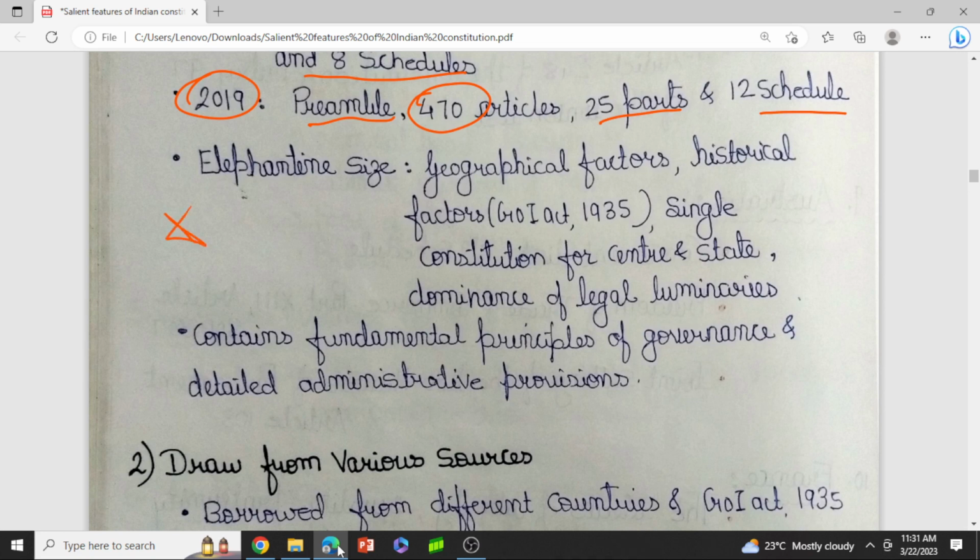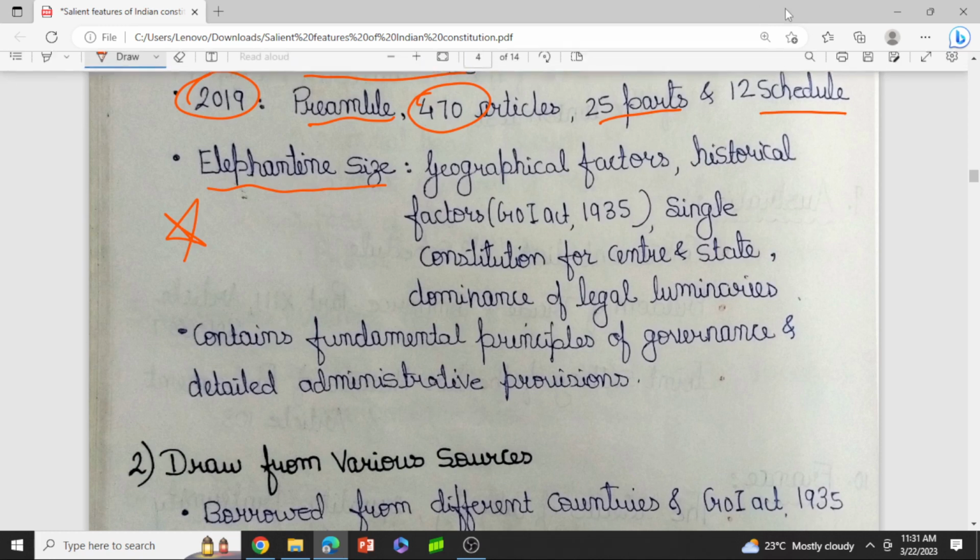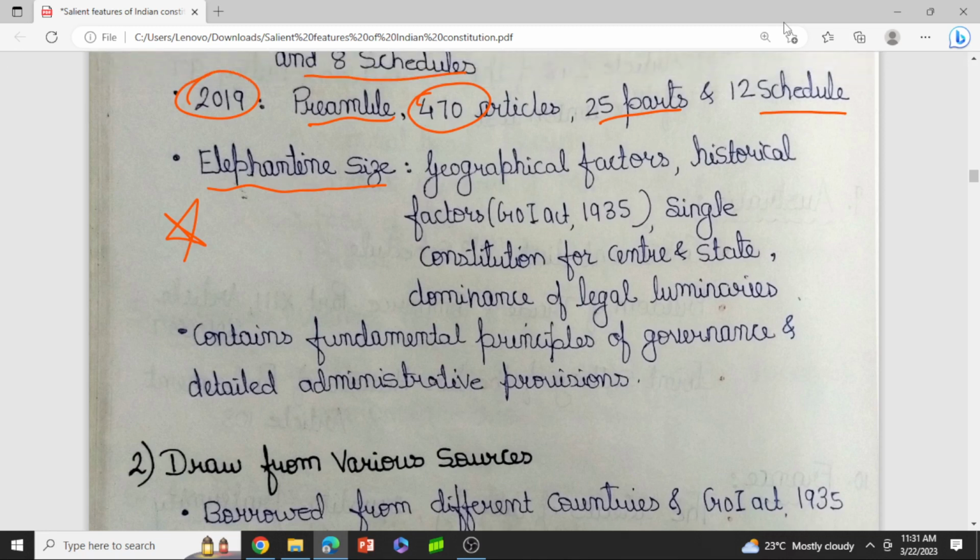Now why is it the lengthiest? Why is it elephant size? Why is such a huge constitution there, with such a large number of schedules and articles? First thing is the geographical factor. India is divided, it is unity in diversity, a diverse country consisting of different geographical areas, different kinds of people, different cultures. So our constitution provides provisions for each of them.